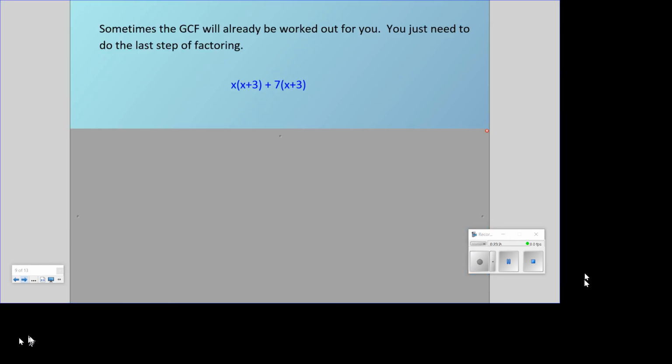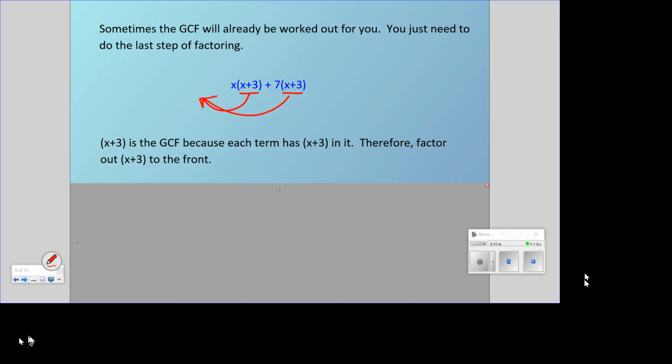So I forgot about this one. Sometimes the GCF in a problem will already be worked out for you. So in this case, if you were told to finish or to factor this expression of x times x plus 3 plus 7 times x plus 3, this is just showing that we've got the common factor of x plus 3, which can be pulled out as the 1x plus 3, and what we're left with is the x plus 7. So if you see this, which you'll see on homework for my class, it's just already halfway done for you. So don't get thrown off on a problem like that.